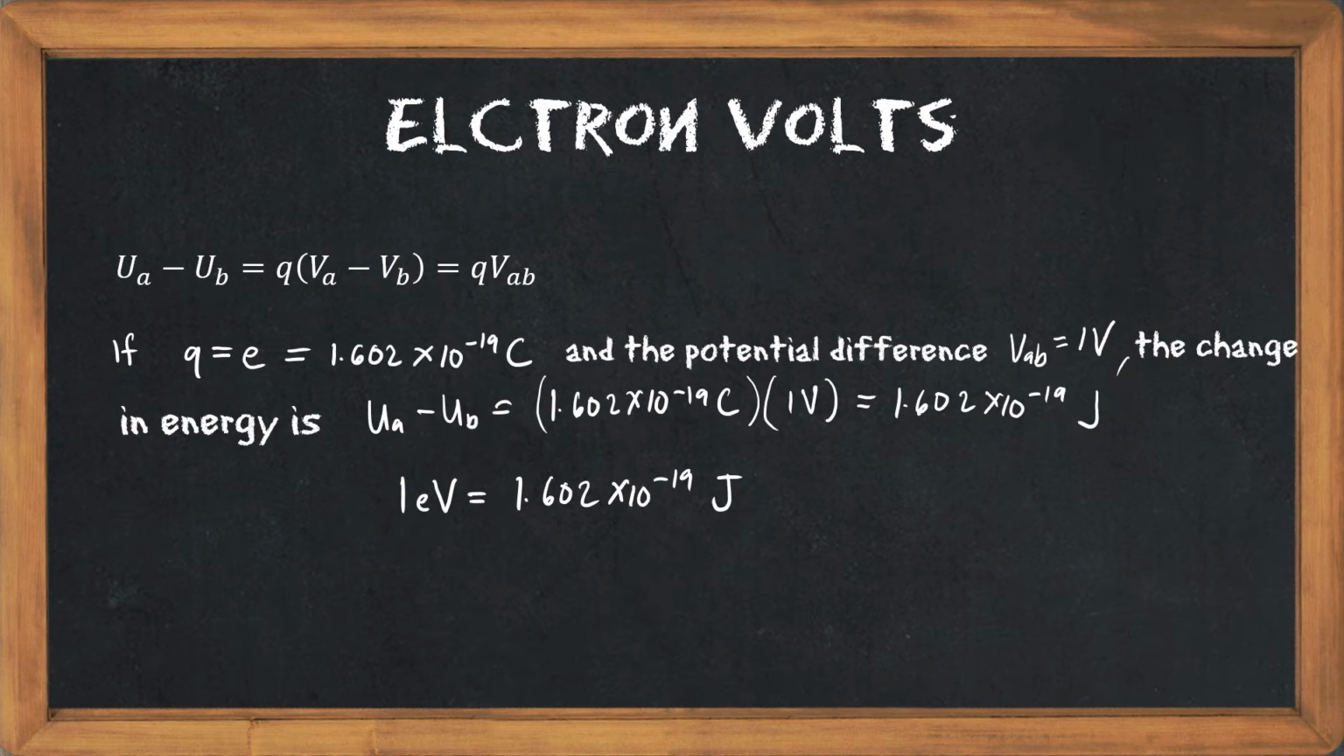When a particle with charge q moves from a point where the potential is VB to a point where it is VA, the change in the potential energy is UA minus UB equals q times VA minus VB, which is equal to q VAB. If the charge q equals the magnitude e of the electron charge, 1.602 times 10 to the power of negative 19 coulomb, and the potential difference is VAB equals 1 volt, the change in energy is UA minus UB equals 1.602 times 10 to the power of negative 19 coulomb times 1 volt, which is equal to 1.602 times 10 to the power of negative 19 joules. This quantity of energy is defined to be 1 electron volt, which is equal to 1.602 times 10 to the power of negative 19 joules.